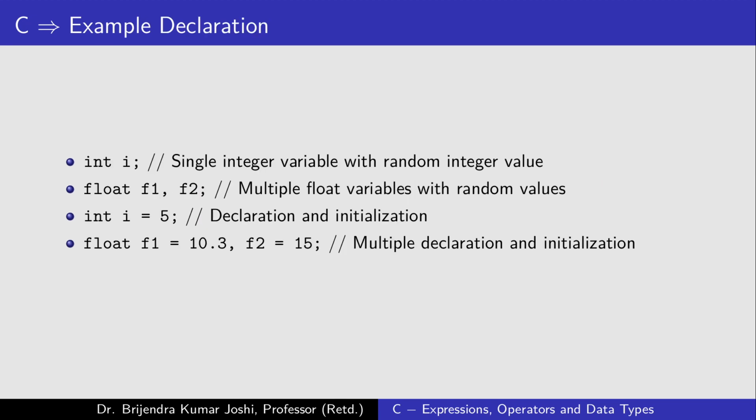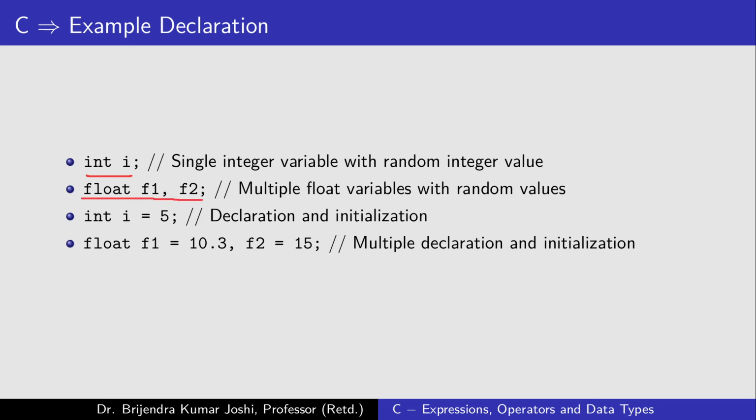Now let us see some example declarations. Int i. Here i is a single integer variable with a random value. That random value can be negative or positive, any random value, but that value would be limited by the definition, I mean the maximum possible integer defined by the compiler under implementation.